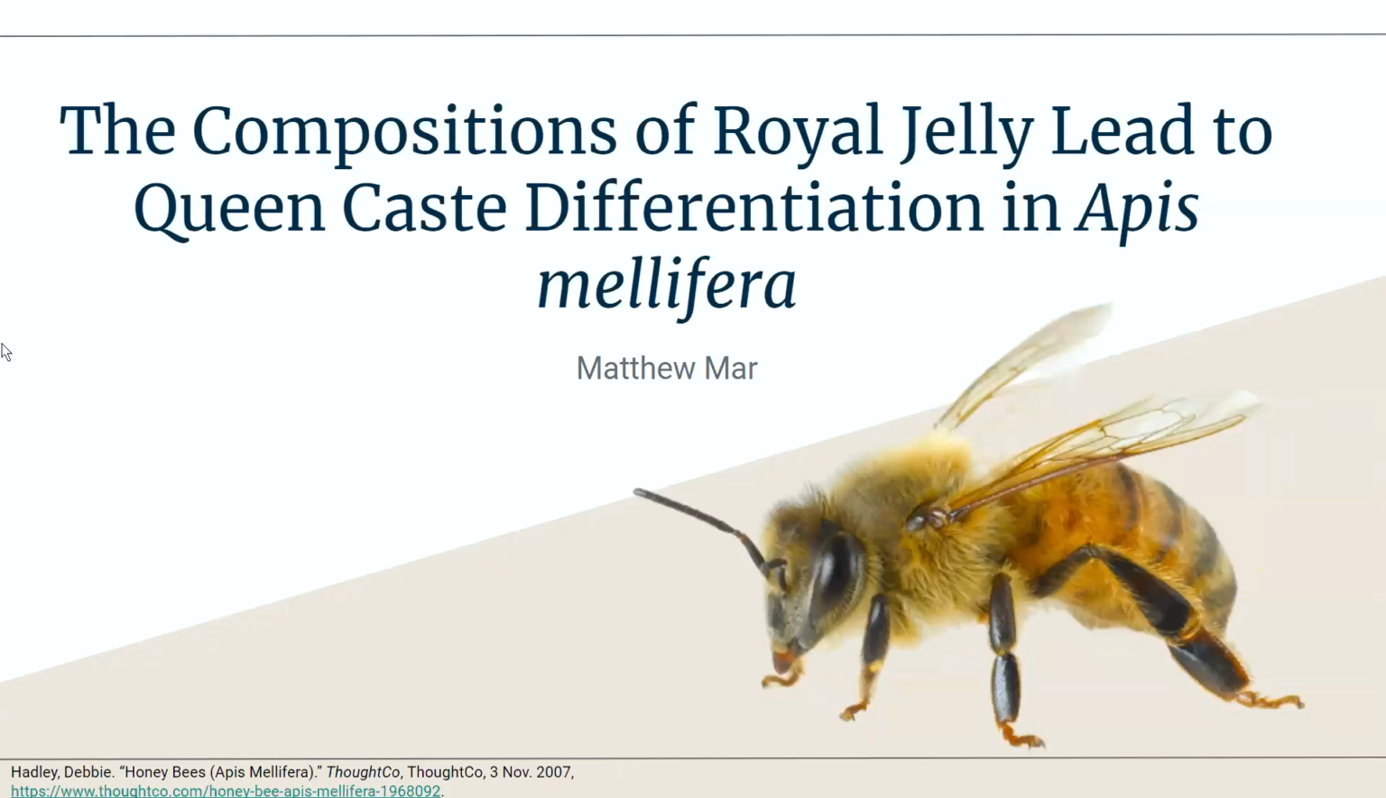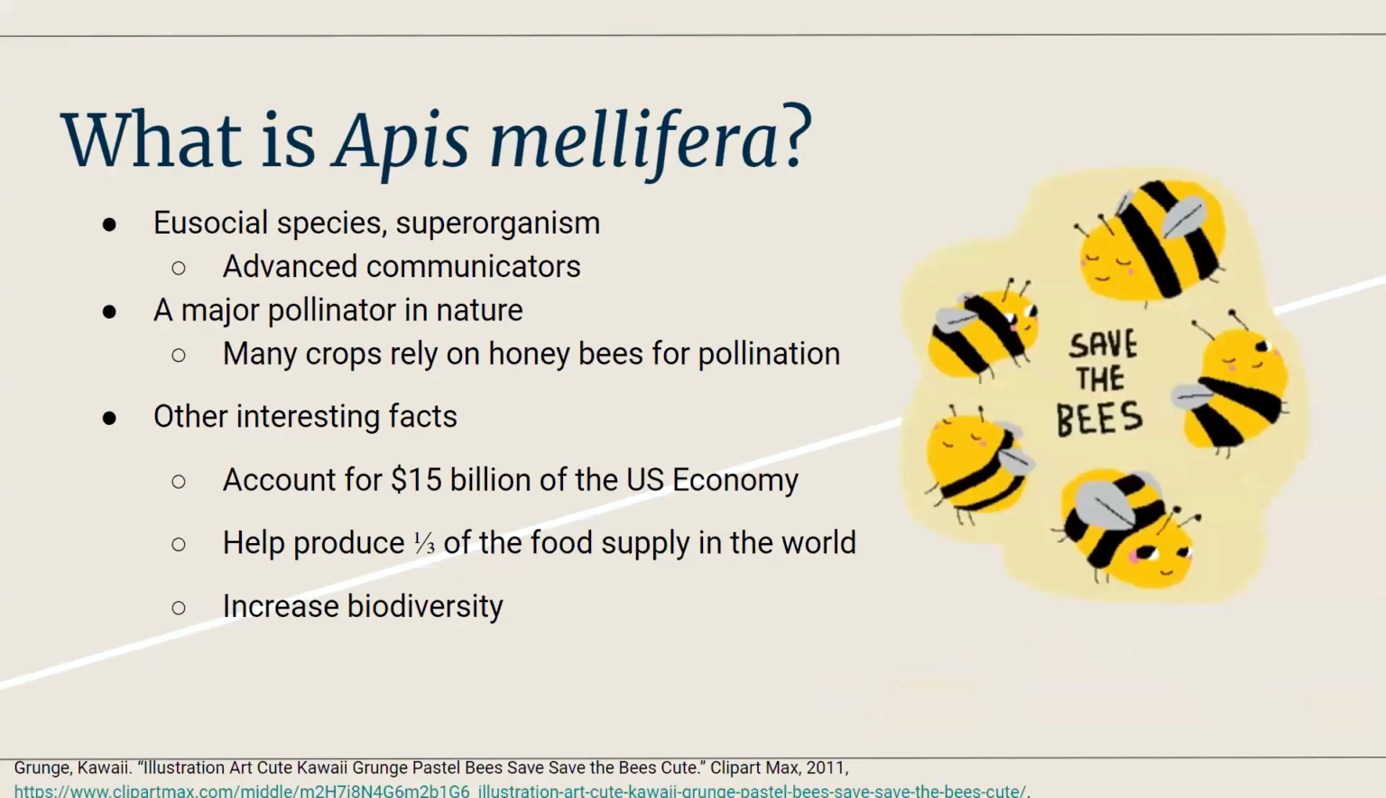Hi, my name is Matthew Marr, and I will be presenting my research project that compiles studies over the compositions of royal jelly that lead to queen caste differentiation in Apis mellifera. What are Apis mellifera? Apis mellifera, or Western honeybees, are a eusocial species of insect.